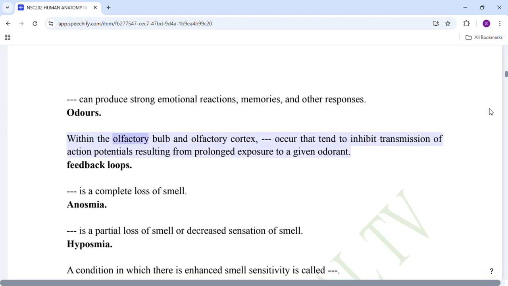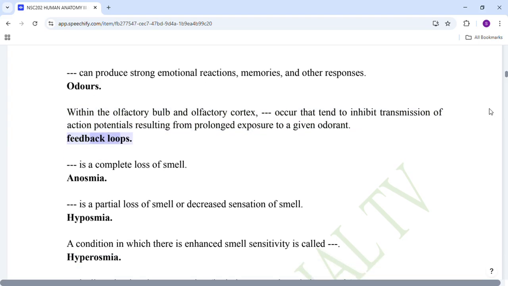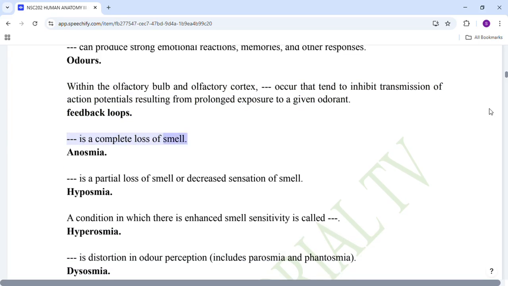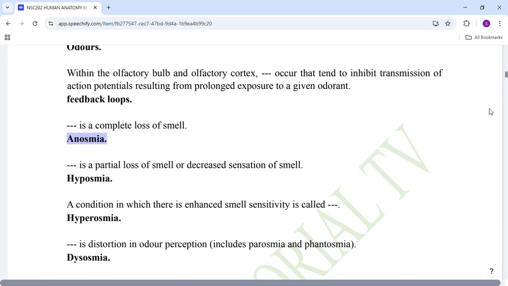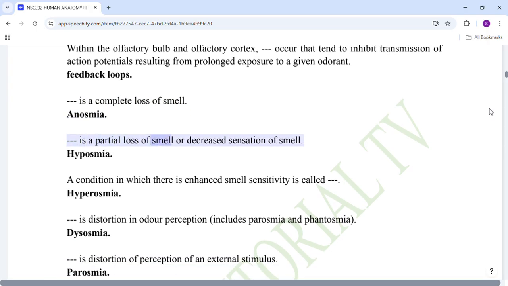Within the olfactory bulb and olfactory cortex, feedback loops occur that tend to inhibit transmission of action potentials resulting from prolonged exposure to a given odorant. Anosmia is a complete loss of smell. Hyposmia is a partial loss of smell or decreased sensation of smell.